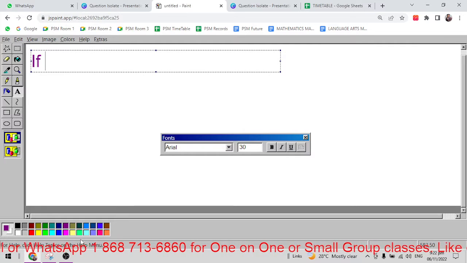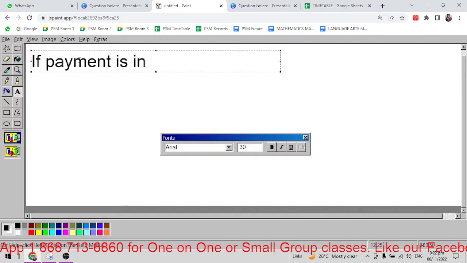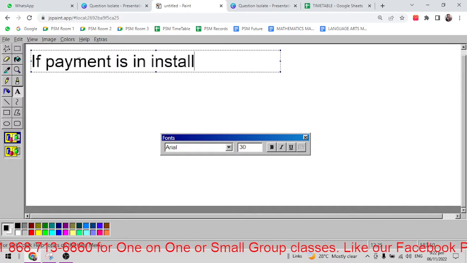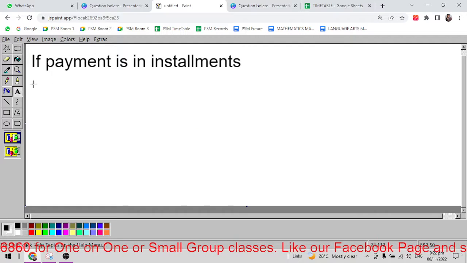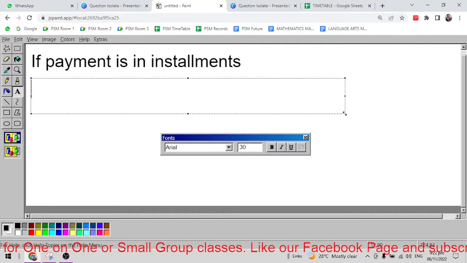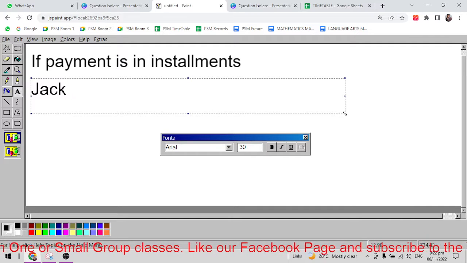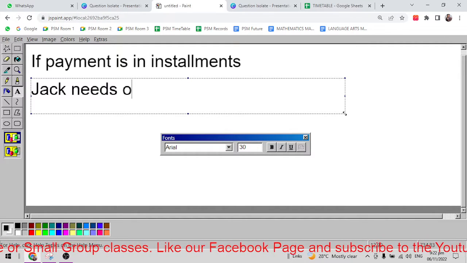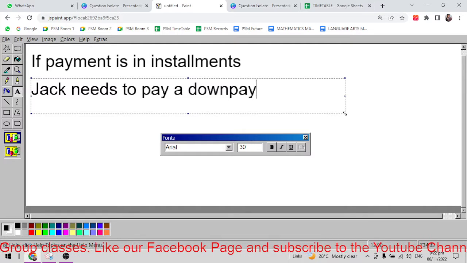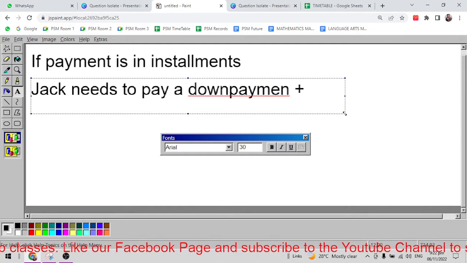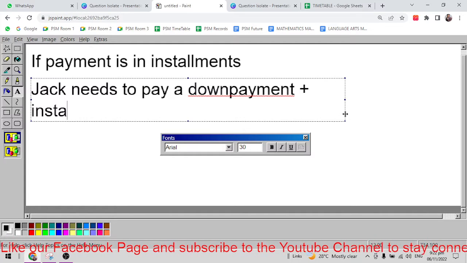If payment is in installments, Jack needs to pay a down payment plus installments.